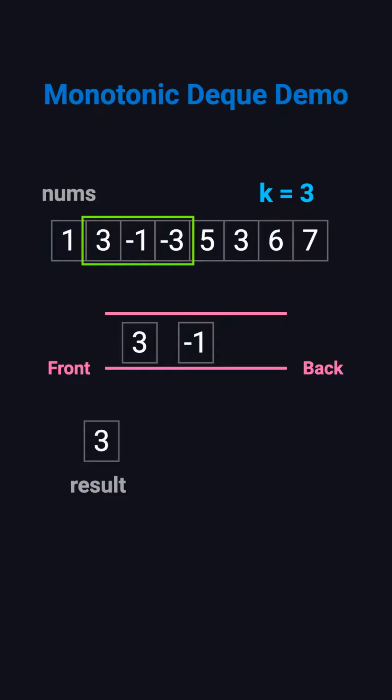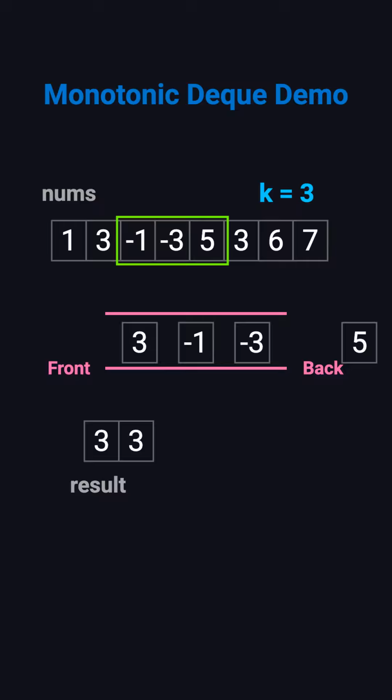The window moves right, and we read -3. It's smaller than -1, so we add it directly. The maximum is still 3. Next, we read 5. 5 is larger than everything before it, so -3, -1, and 3 all get removed. This means once 5 appears, all previous values become irrelevant. The queue now contains only 5. The current maximum is 5.